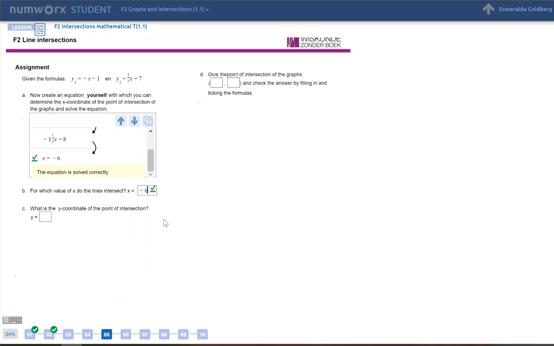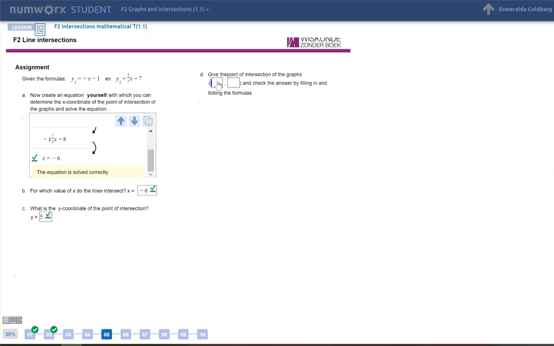of intersection, minus 6. Now, to find the y-coordinate of the point of intersection, we will take minus 6 and fill it into one of the equations. The easiest one is this one by far. So minus x, so minus 6. Minus 6 is actually positive 6. And positive 6 minus 1 is 5. So 5 is the y-coordinate of the point of intersection.